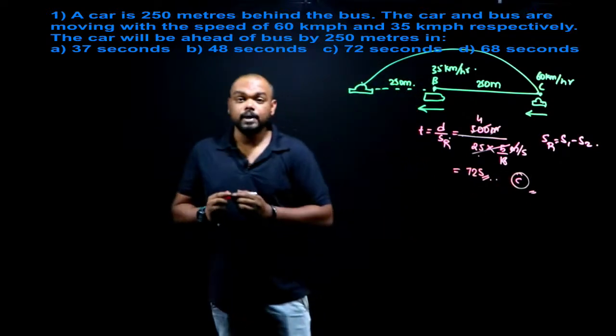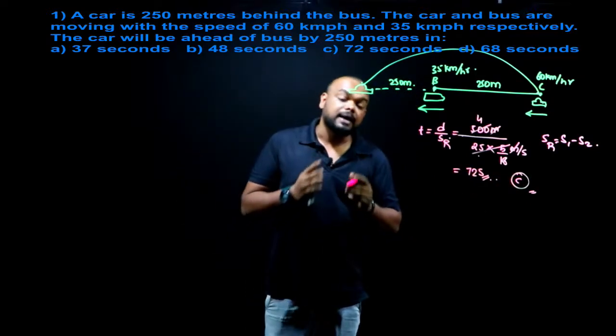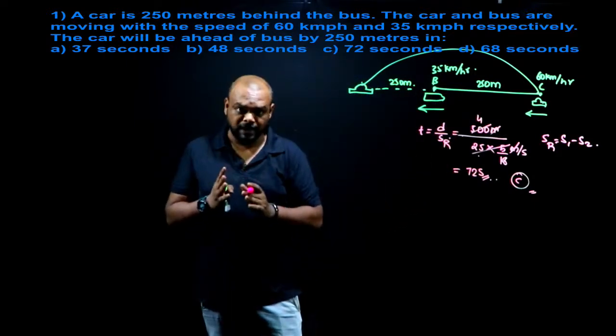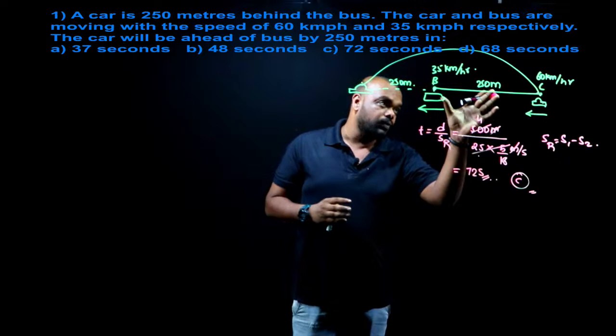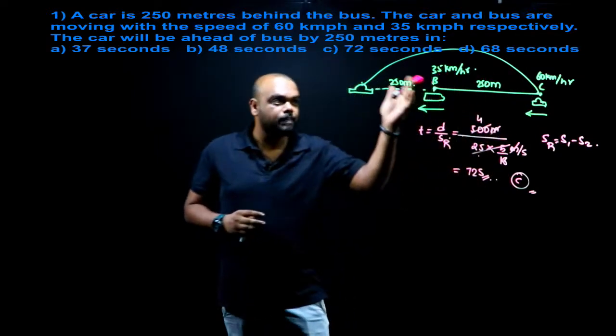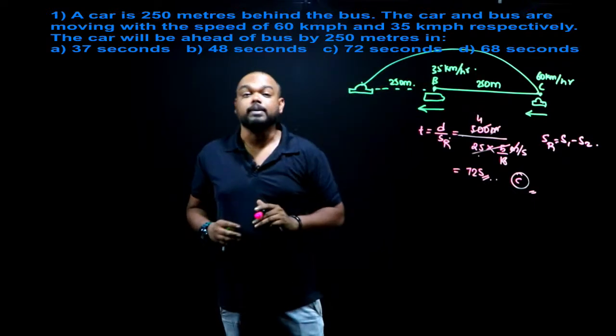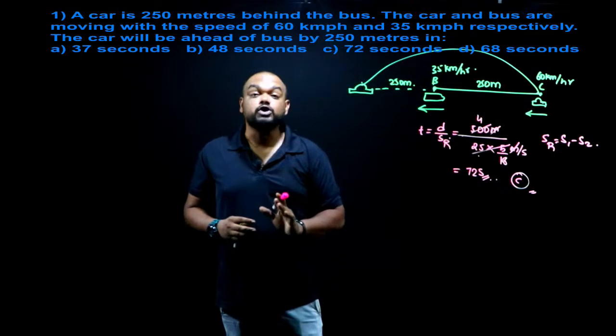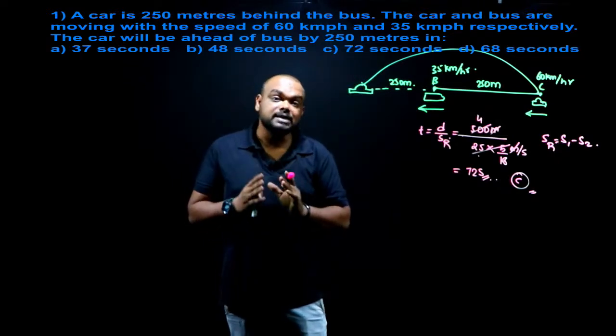I am repeating. In how much time will the car be ahead of the bus? By 250 meter. Originally the car is 250 meter behind the bus. Now it should cross the bus and go another extra 250 meter. Originally 250, and the extra distance between them should be 250. So the total distance is 500 meter.